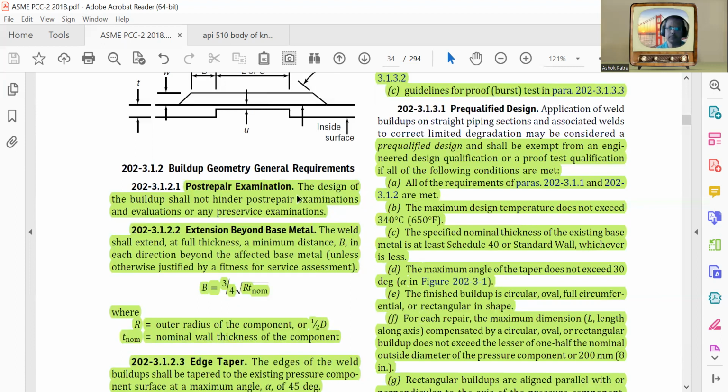Post-repair examination. The design of the buildup shall not hinder post-repair examinations and evaluations or any pre-service examinations. Extension beyond base metal. The weld shall extend at full thickness a minimum distance B in each direction beyond the affected base metal unless otherwise justified by a fitness-for-service assessment.